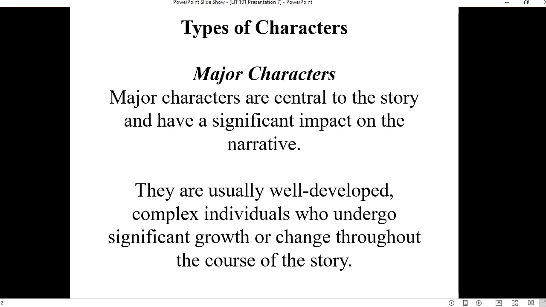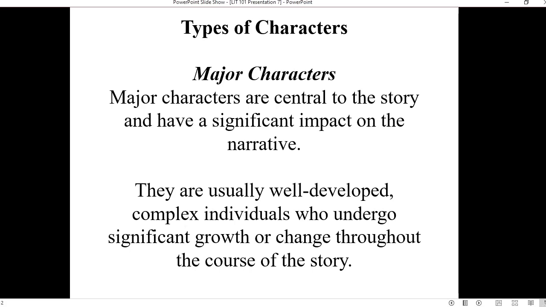They are very, very significant and they are impactful in that narrative. If we remove the major characters from a story, the story will be meaningless. And usually, who are the major characters in a story? We talk about the protagonist and the antagonist and some other complex characters who undergo significant growth and change throughout the course of the story.